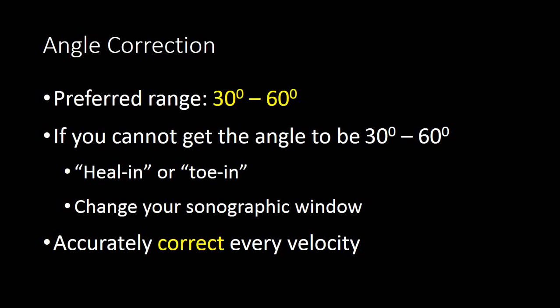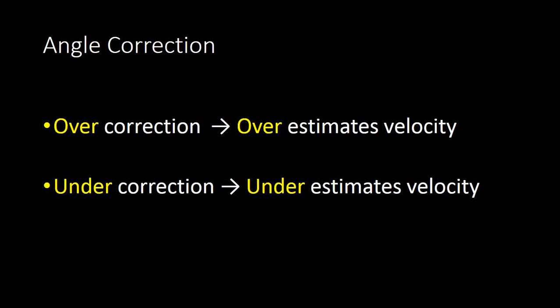If you can't get the angle to be between 30 and 60 by just changing your probe angle, you may need to move to a different sonographic window, whether it's subxiphoid, subcostal, intercostal, so that you can approach the structure from a different orientation and get your angle to be between 30 and 60. Now, if you still can't get your angle between 30 and 60, I still want you to accurately correct the velocity. So if the angle is 25 and that's your angle of inclination, correct it to 25. If it's 65 or 75, correct it to 65 or 75.